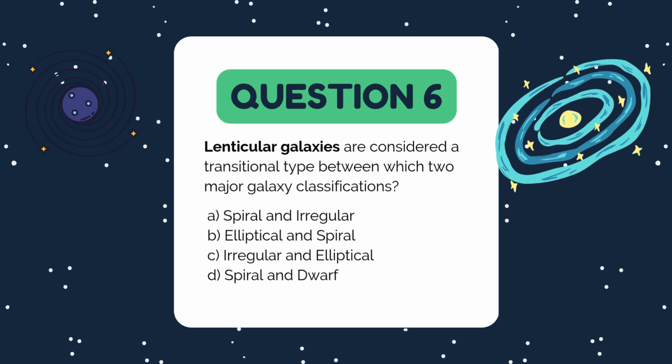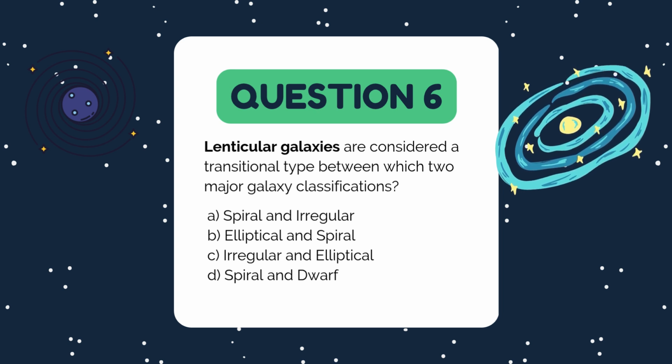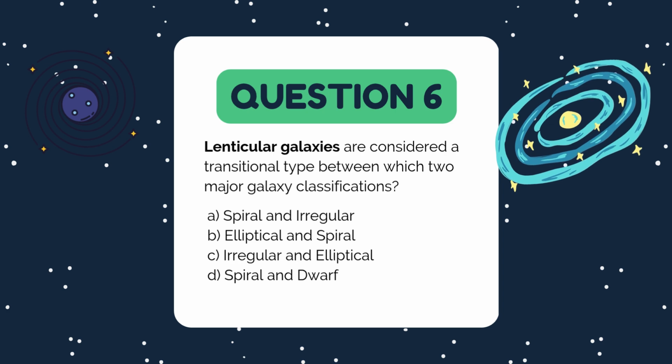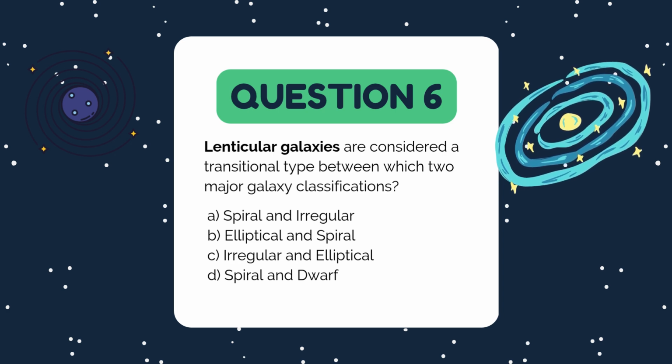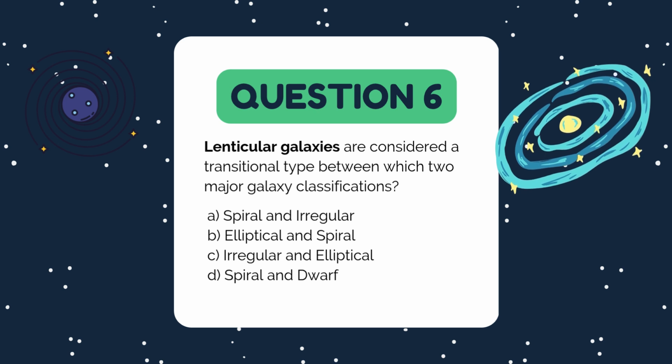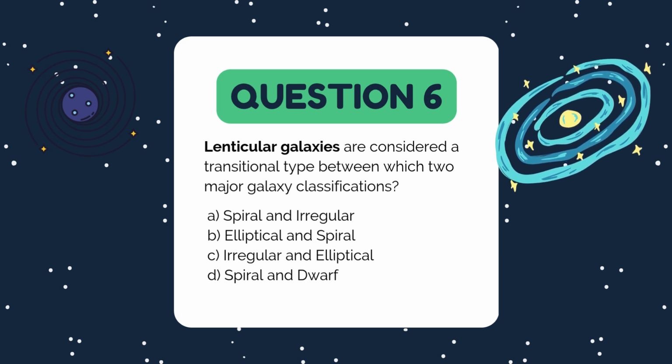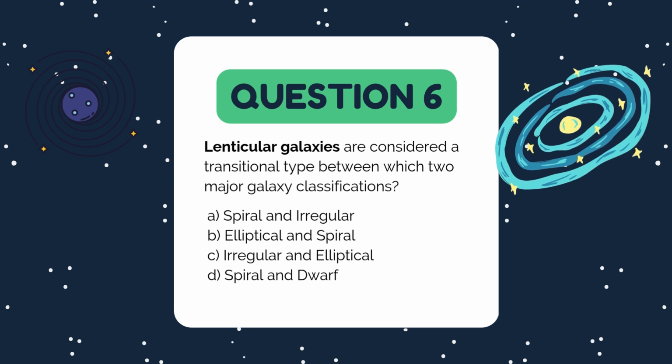Here's a galaxy that sits between two worlds. Lenticular galaxies are considered a transitional type between which two major galaxy classifications? A. Spiral and irregular, B. Elliptical and spiral, C. Irregular and elliptical, D. Spiral and dwarf.